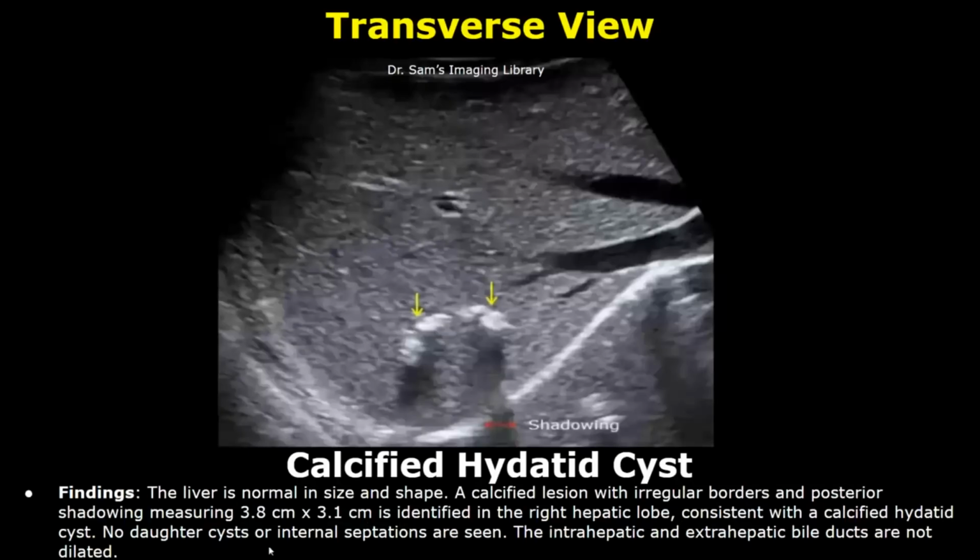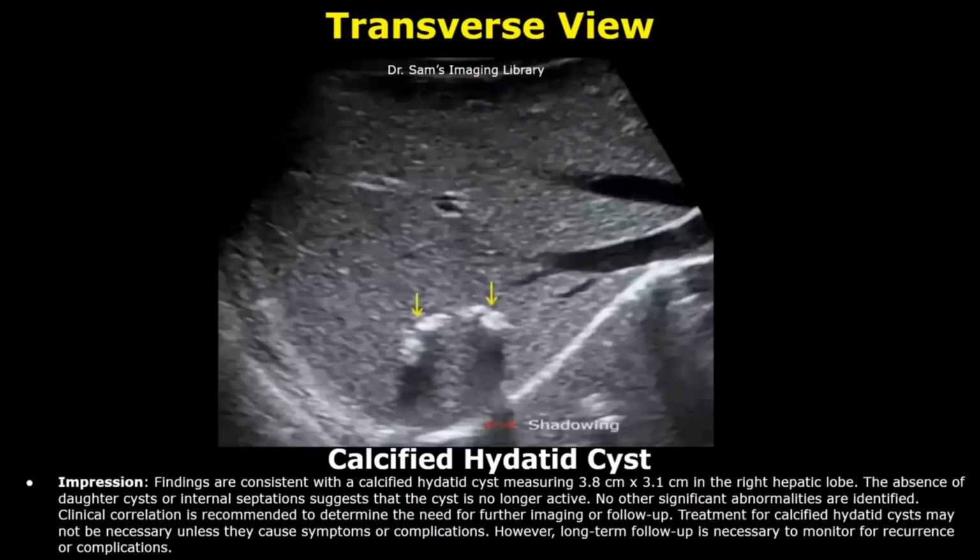Usually no daughter cysts or internal septations are seen in a calcified hydatid cyst. And after these lines, you can mention the status of intrahepatic and extrahepatic bile ducts. In the impression, you can write the findings and the size of the lesion and its location. Also mention that there is absence of daughter cysts or internal septations, which suggests that the cyst is no longer active. After these lines, you can write the clinical correlation.